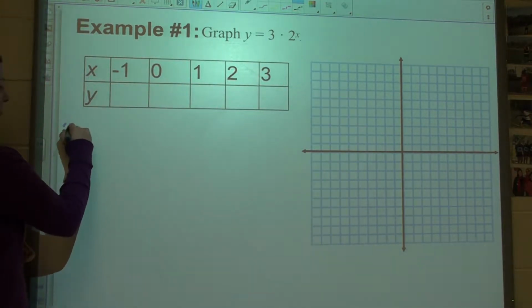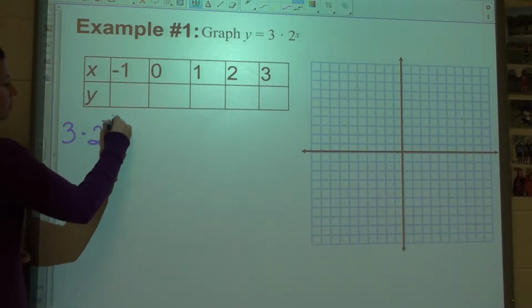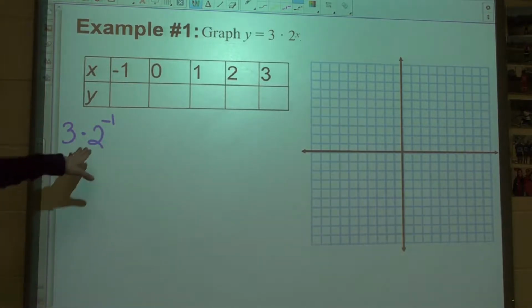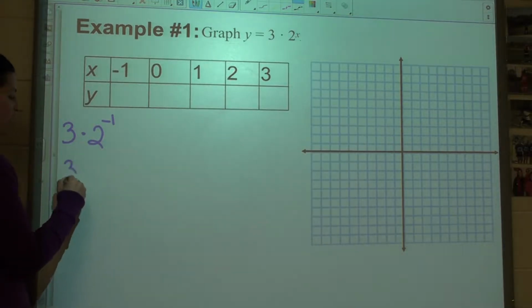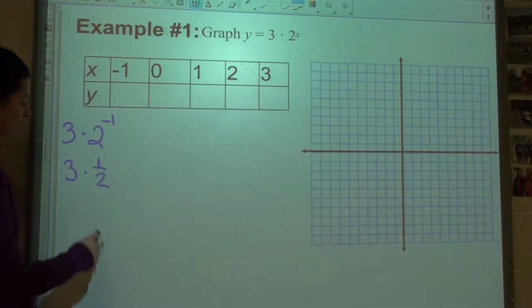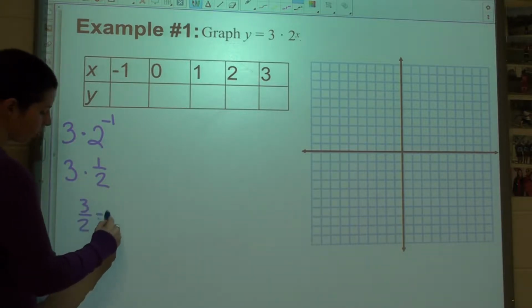So we're going to plug these numbers in. So I've got 3 times 2 to the negative 1. Hopefully you remember 2 to the negative 1 is the same as 1 over 2 to the first power, which is just going to be 1 half. So I've got 3 times 1 half, which is 3 halves, or 1.5.